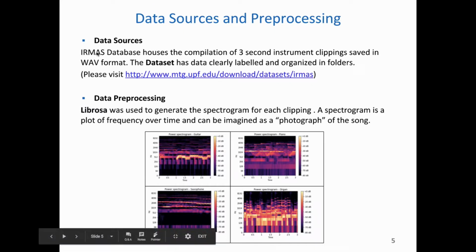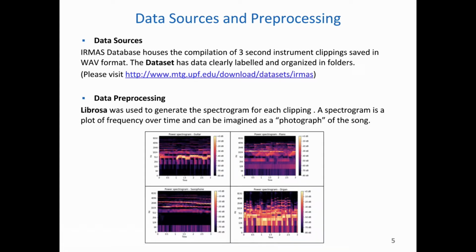IRMAS was a public database that was available with all the recordings curated as 3 seconds. It's publicly available. The data is very clearly labeled and organized in folders. Now the only downside of this data set was it was not programmatically accessible through Python. So what I ended up doing was manually downloading it to my local machine, and I had to upload it back to the cloud instance, which was pretty time consuming.